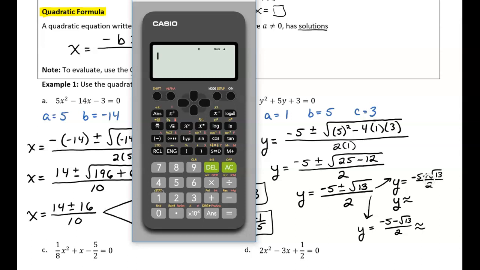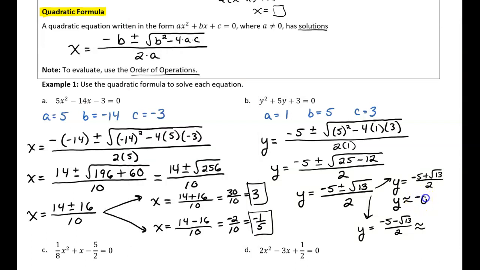So for the plus version, negative 5 plus square root of 13 divided by 2. Order of operations, I want to do the numerator first before I do the division. So I could say negative 5 plus the square root of 13. That's my decimal version of the numerator. Divide that by 2. And I end up with an approximation of negative 0.697, we'll say. We'll round it off to that value there.